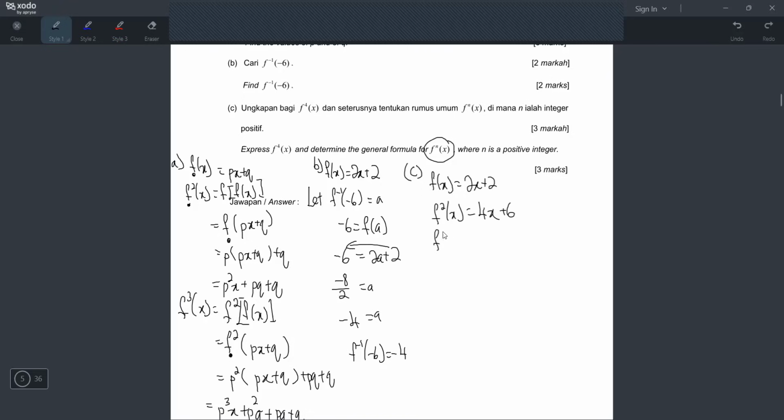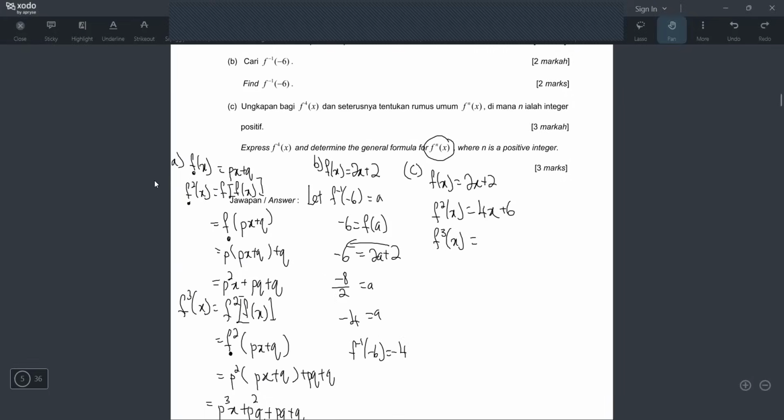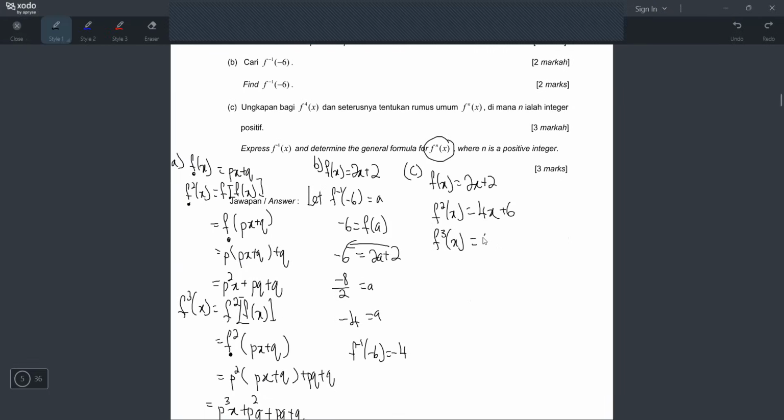And then now it will be f power 3x, which is given in the question, 8x plus 14. So just write it down, 8x plus 14, right? So what they want you to find out is f power 4x, right? So how do we find f power 4x, right? Of course, you can do like this, f and then f power 3, right?